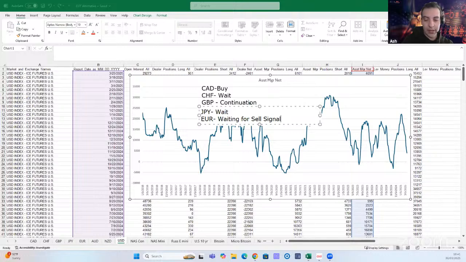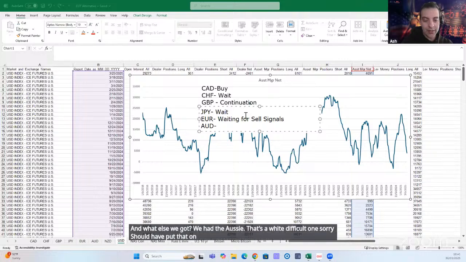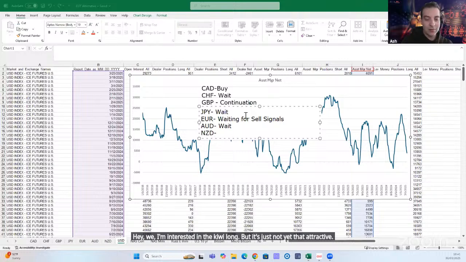And what else have we got? We have the Aussie. That's a wait, a difficult one. Sorry, I should have put that on there. Aussie's a wait. Kiwi, I'm interested in the Kiwi long, but it's just not yet that attractive. So wait for buy signals.